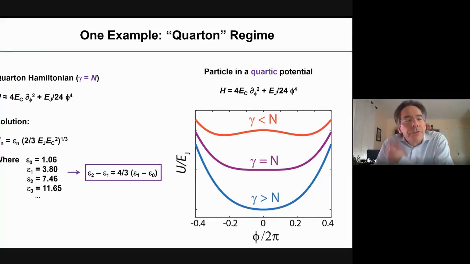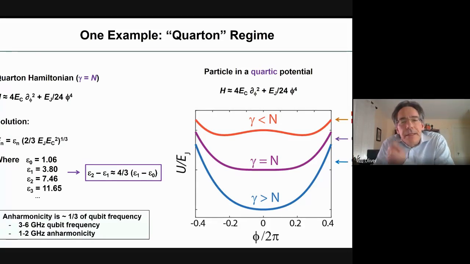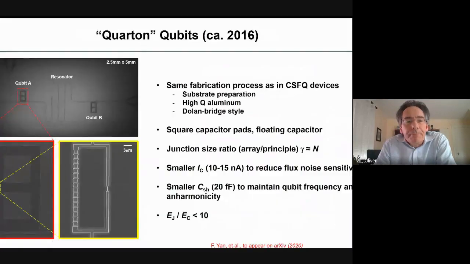And when you do this, you can basically solve this simple Hamiltonian on the left. And what you find is that the anharmonicity for the quarton, okay, it's positive, but it's also about 1/3 of the qubit frequency. So if your qubit frequency is 3 to 6 gigahertz, then operating in the quarton regime will give about 1 to 2 gigahertz of anharmonicity. And we know that's substantially larger than what we get with the transmon and also the C Shunt flux qubit.